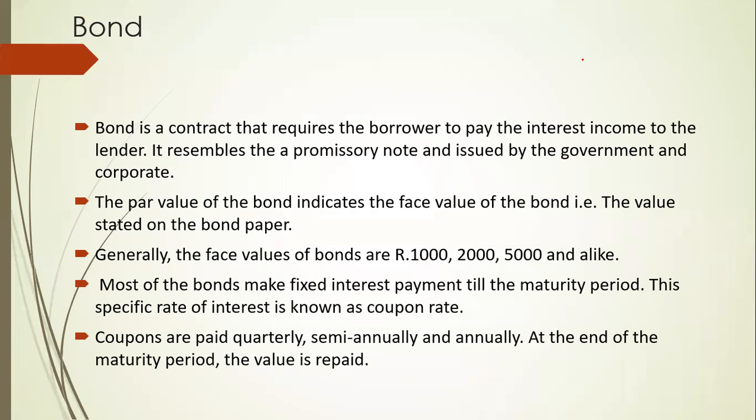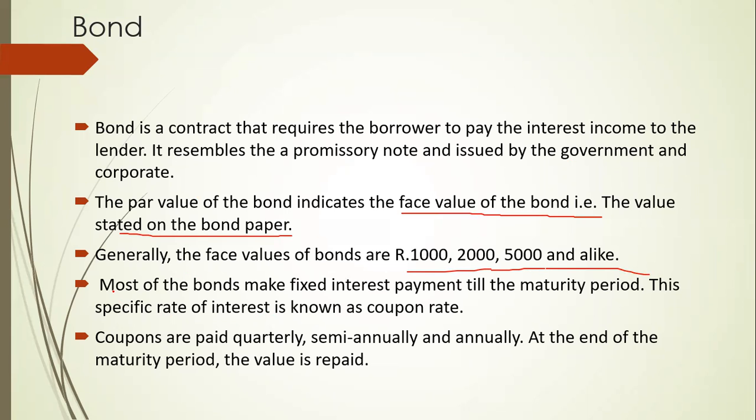Some more things about the bond before going to the features. A bond is a contract that requires the borrower to pay interest income to the lender, which we have already seen. It resembles a promissory note and is issued by the government and corporates. The par value of the bond indicates the face value, that is the value stated on the bond paper. Generally face values of bonds are 1,000, 2,000 and 5,000 and alike.